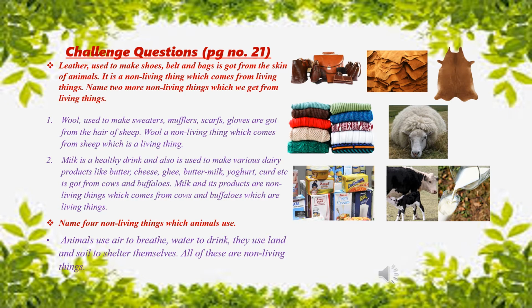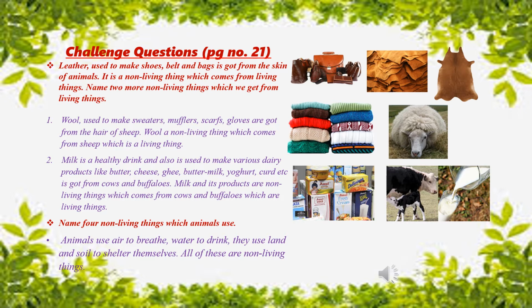So children, apart from the question and answers that you have written in your classwork, there are some challenge questions in your textbook on page number 21. It says, leather which is used to make shoes, belt and bags is got from the skin of animals, which is non-living thing, and it comes from living things. Name two more non-living things which we get from living things.